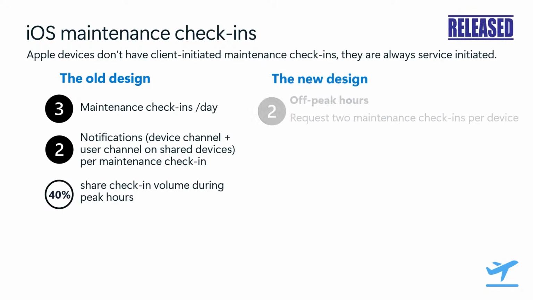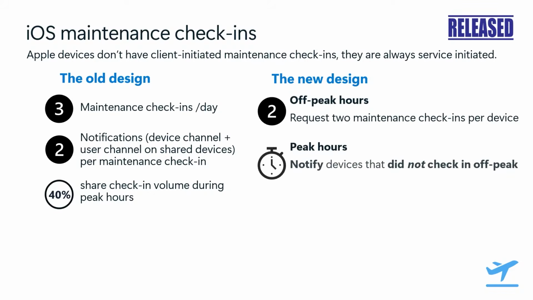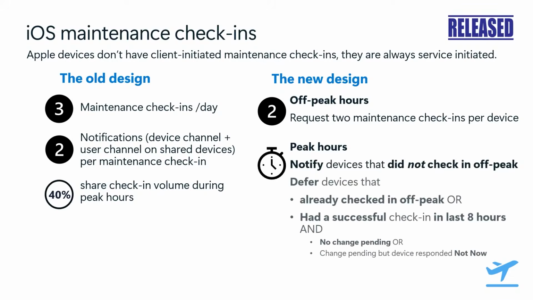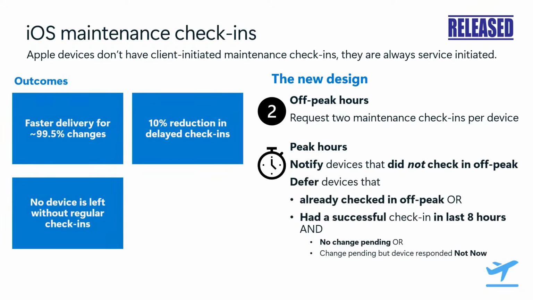So the new design. During off-peak hours, we'll continue requesting 2 maintenance check-ins per device. During peak hours, if we did not hear back from those devices, we will still request again a maintenance check-in. Otherwise, we'll hold on that maintenance check-in as needed to make room for other, more important check-ins. With this change, 99.5% of changes to iOS devices are actually delivered faster, while reducing by 10% the number of delayed check-ins across all platforms. This is another good example of a platform-specific investment that generates a positive ripple effect across all platforms.